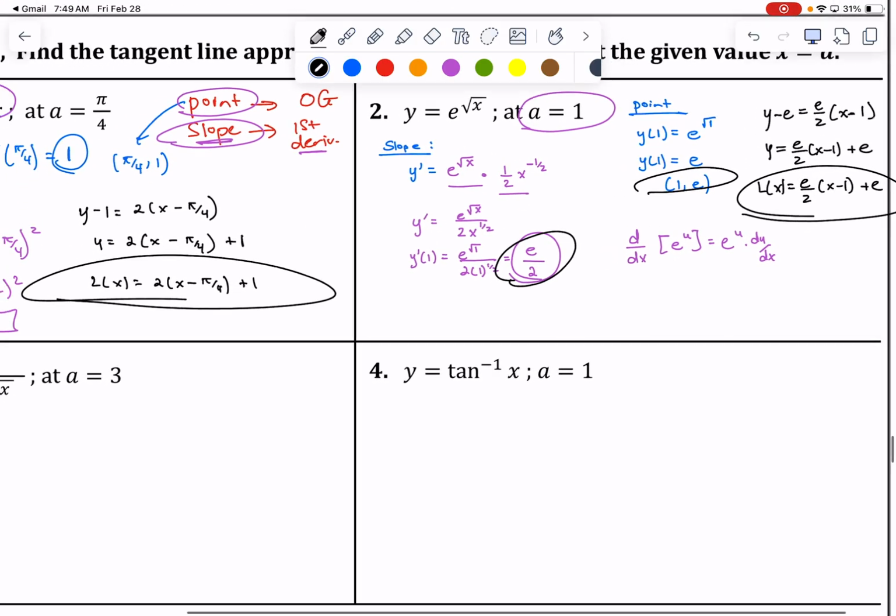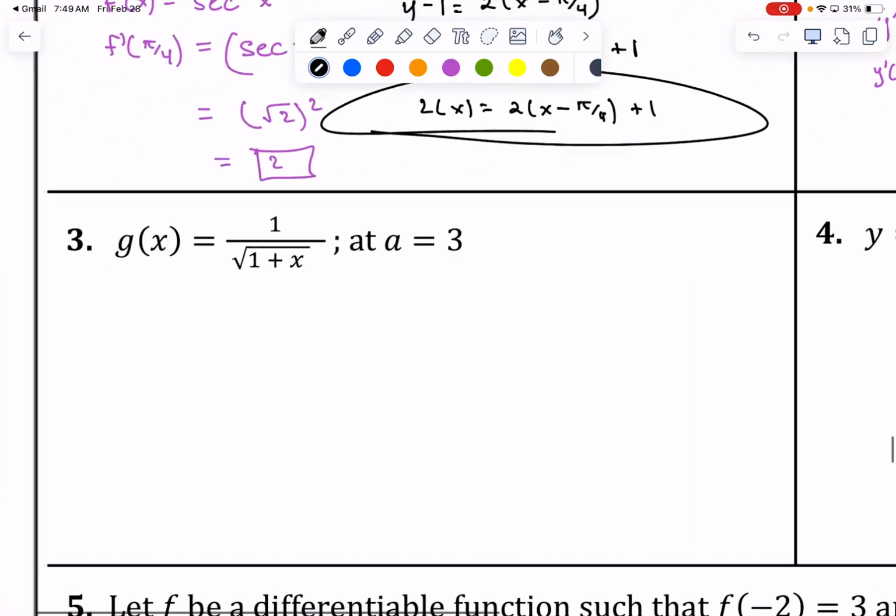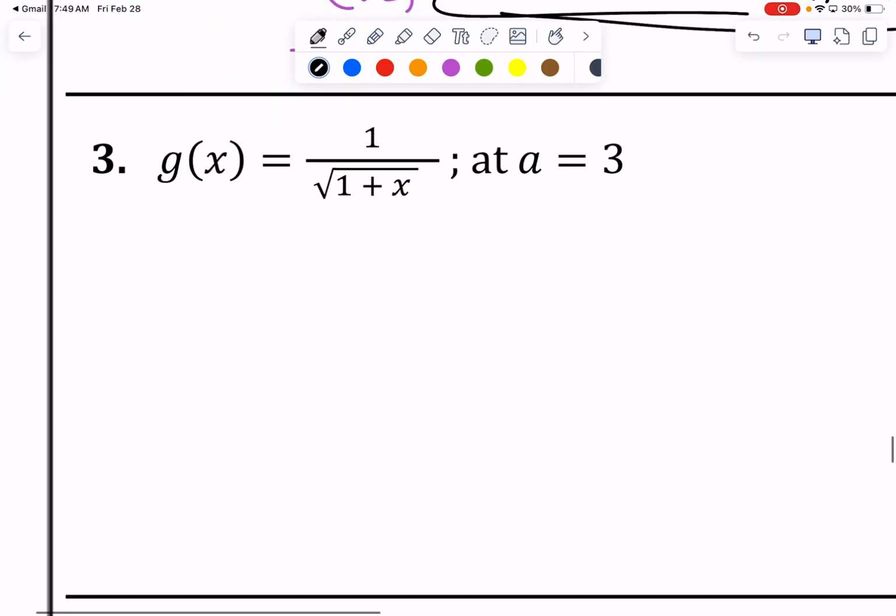All right? Number 3, might as well do them, right? All right, g of x. You guys came in early. I might as well do them, right?